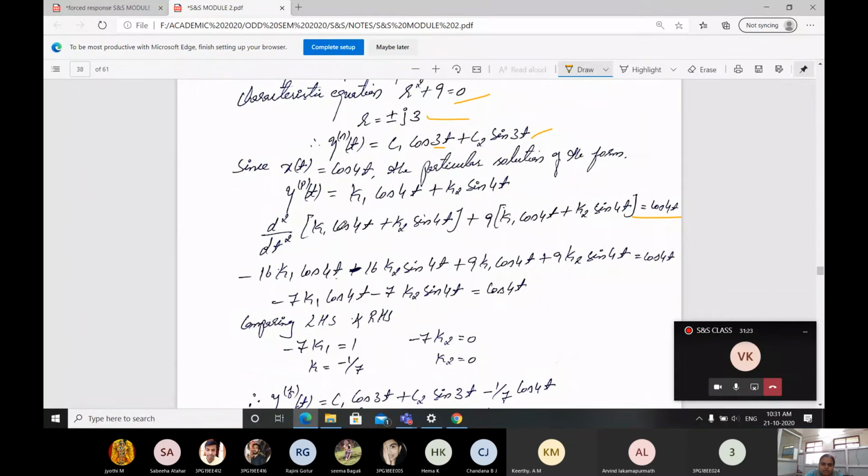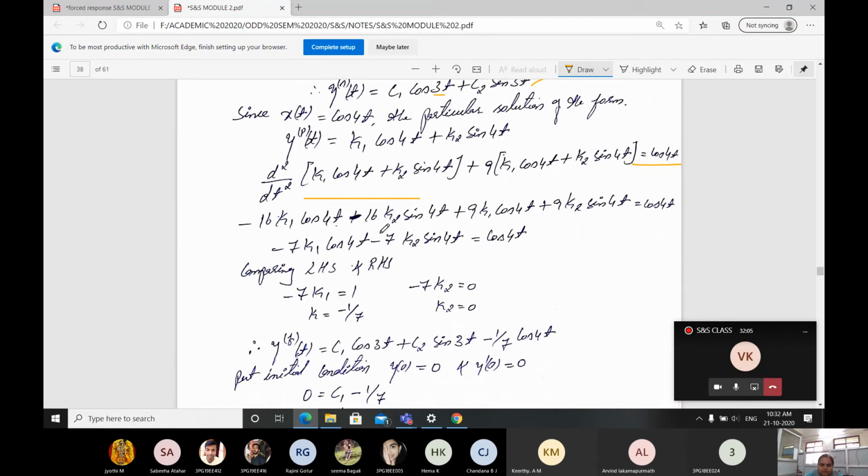After this, do the differentiation two times. When you differentiate twice, cos changes to sin, and again sin to cos. It becomes minus 4 squared, that is 16, so minus 16 k1 cos 4t minus 16 k2 sin 4t. I hope you know differentiation. Then plus, multiplying by 9 for both terms, 9 k1 cos 4t plus 9 k2 sin 4t, equal to cos 4t. Solving this, you get minus 7 k1 cos 4t minus 7 k2 sin 4t equal to cos 4t.